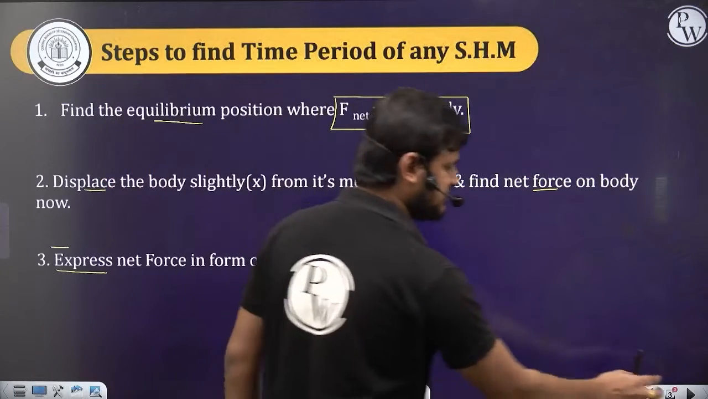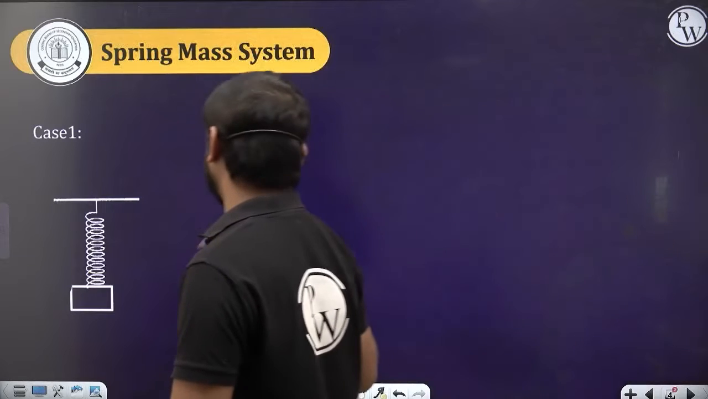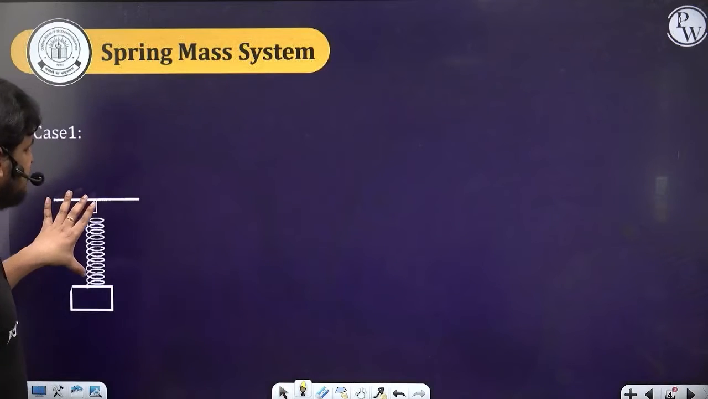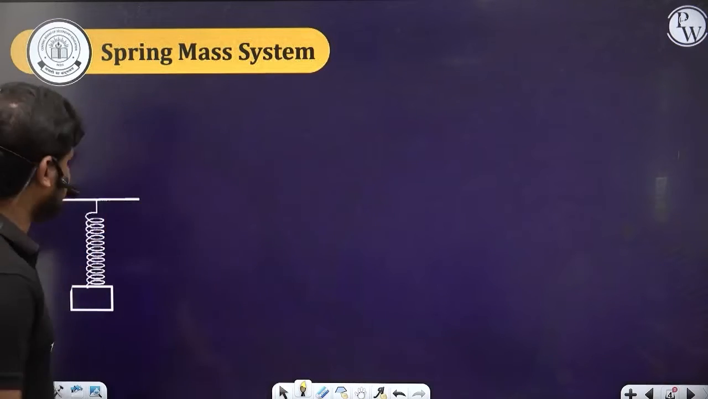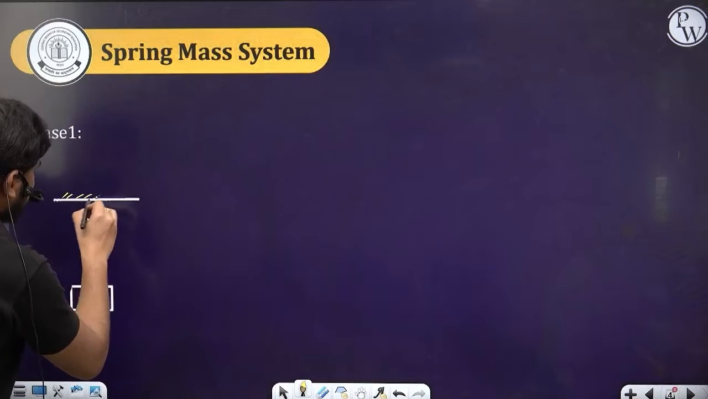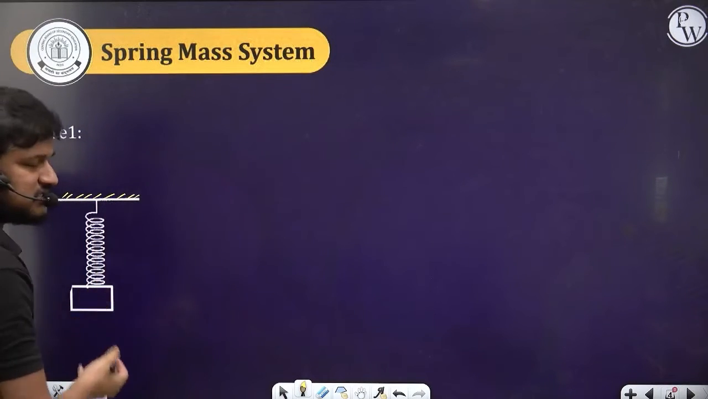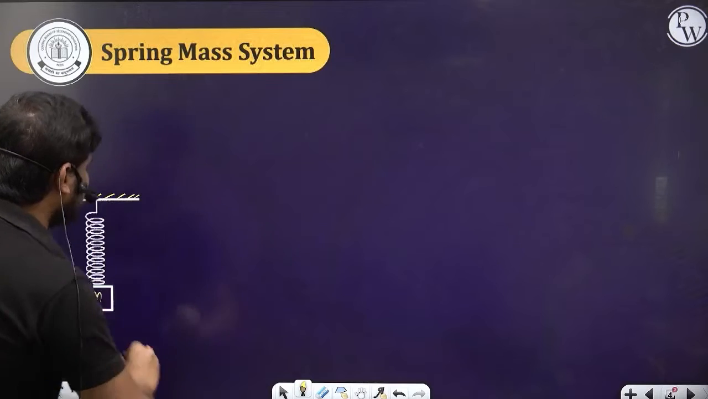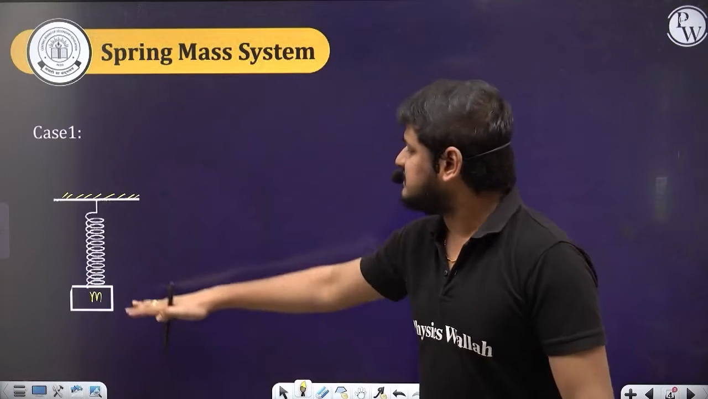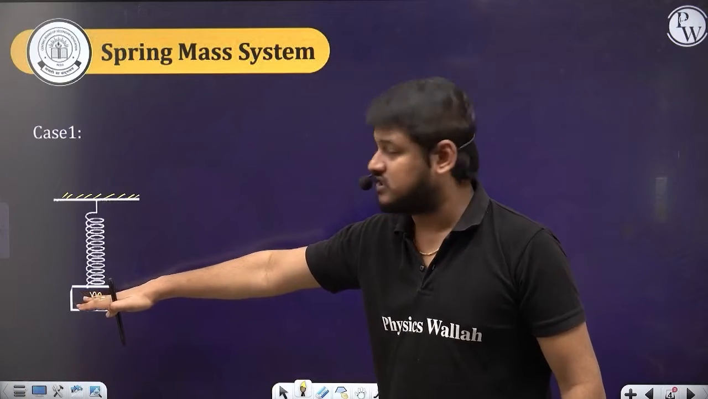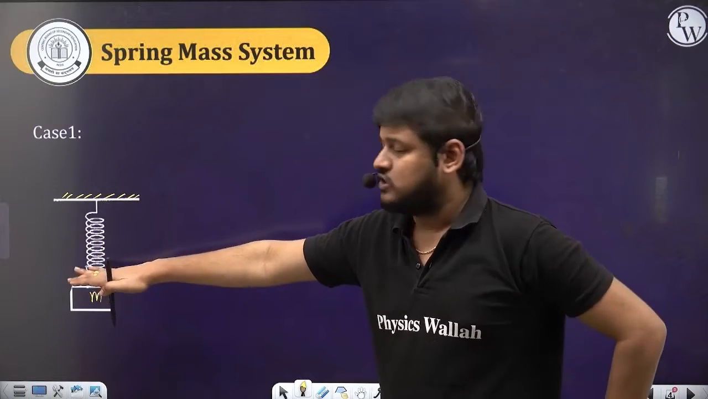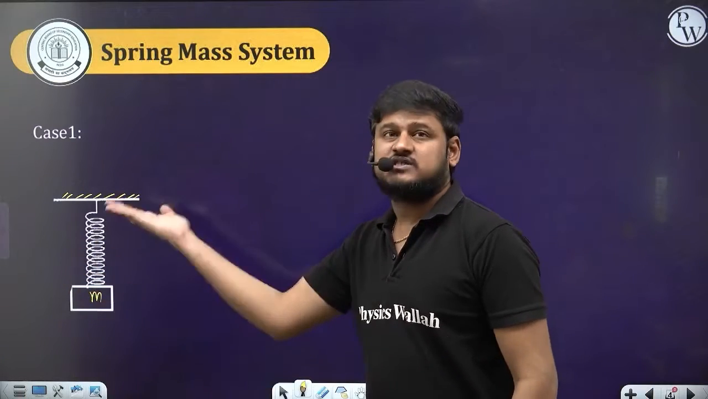I'll explain with a simple spring mass system. See, this is the spring which is hung from a fixed end. So this is a fixed end. Now when you release this mass, this is a mass m, from this position with the spring, what happens? It oscillates for some time.